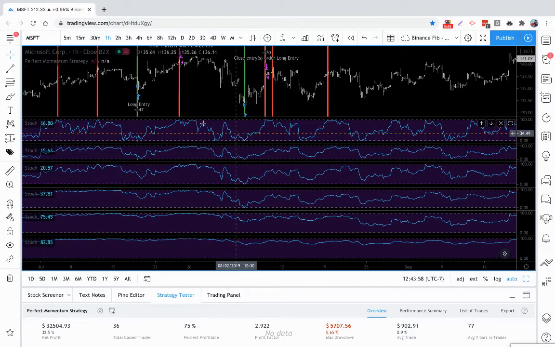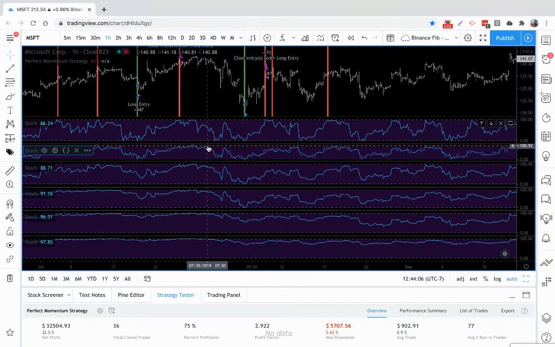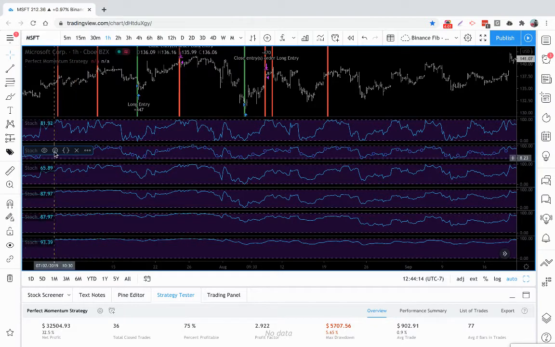That's with one stochastic. Now what would happen if we stacked stochastics that had longer and longer look back periods so they could capture true periods of real momentum? Let's check it out. We have the ability to add up to 6 stochastics. Now, this won't be on your screen. I'm just showing you what's happening in the background of the perfect momentum strategy, but just so you can visualize it, this is what's happening.